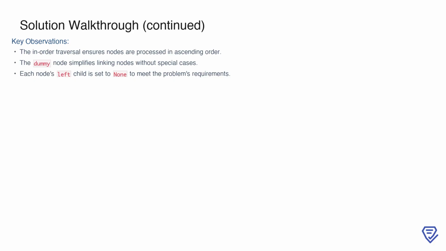First, the in-order traversal ensures that nodes are processed in ascending order, which is essential for constructing the increasing order tree. Second, using a dummy node simplifies the process of linking nodes, as we don't need to handle special cases for the first node in the sequence. Lastly, setting each node's left child to none ensures the tree adheres to the problem's requirements of having nodes connected only through their right pointers. This approach is both systematic and efficient, leveraging the inherent properties of in-order traversal and binary search trees.